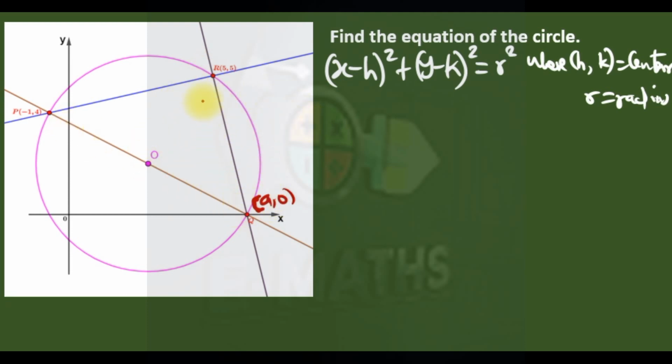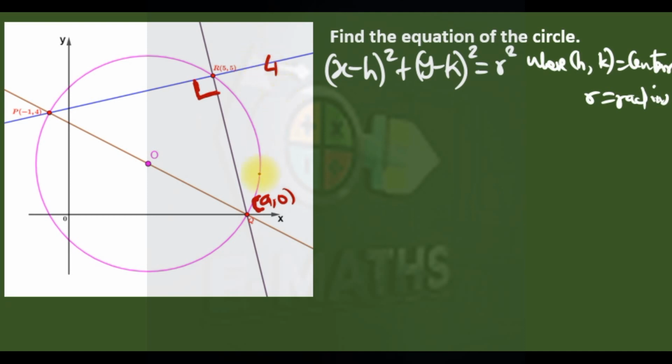Since this is the diameter, from Thales' theorem or the inscribed angle theorem, this angle is 90 degrees. We know that from our circle theorem. So we have a right-angled triangle. Once we know the slope of this line, we use it to get the value of a, because the two lines are perpendicular. The product of the slopes of perpendicular lines is always -1.